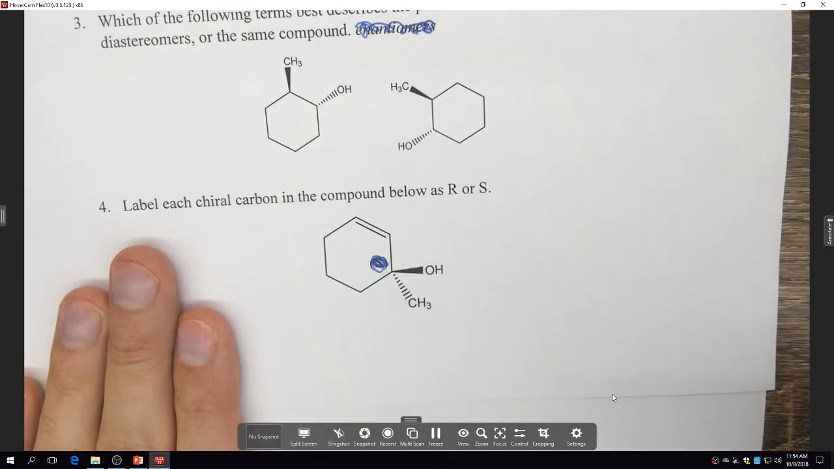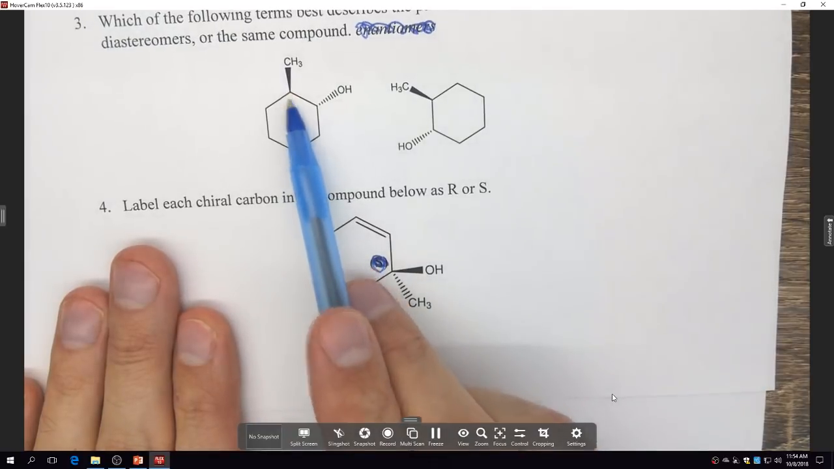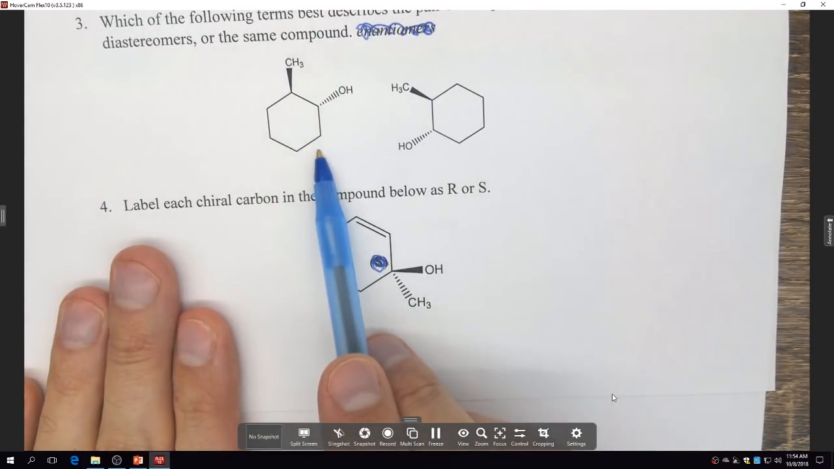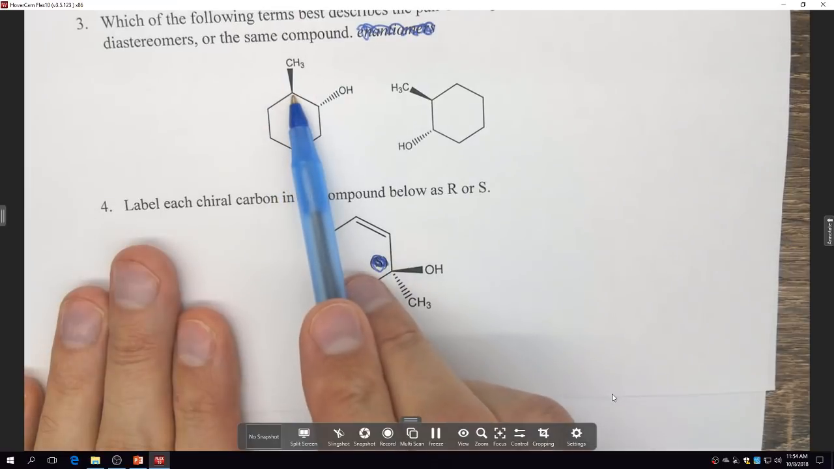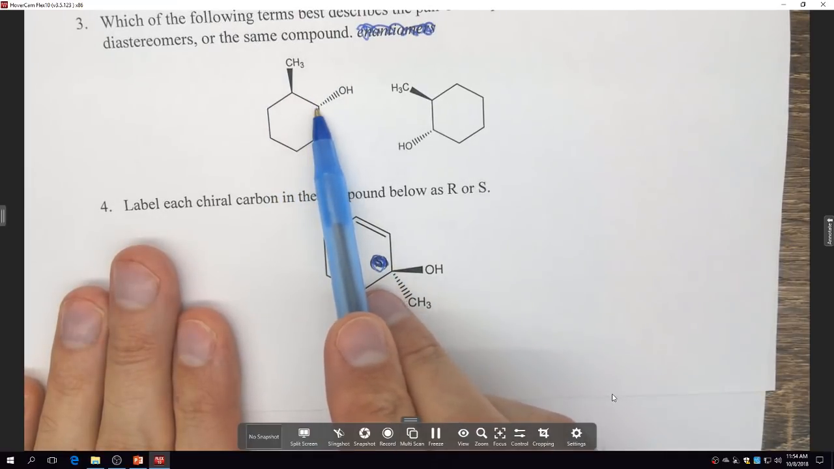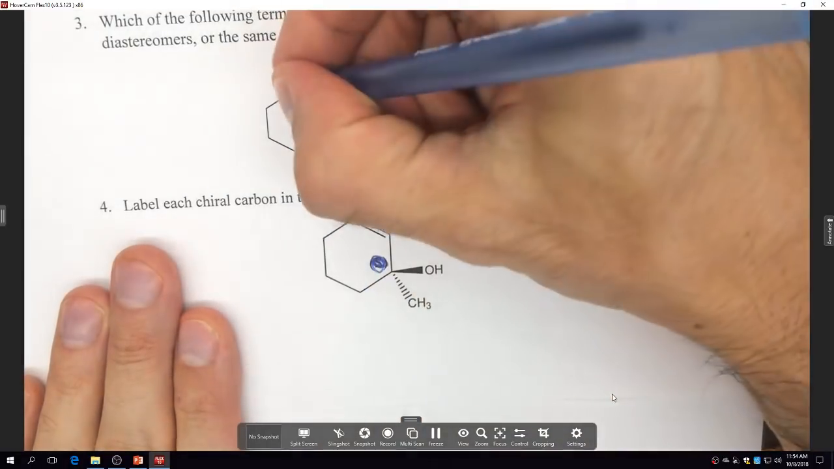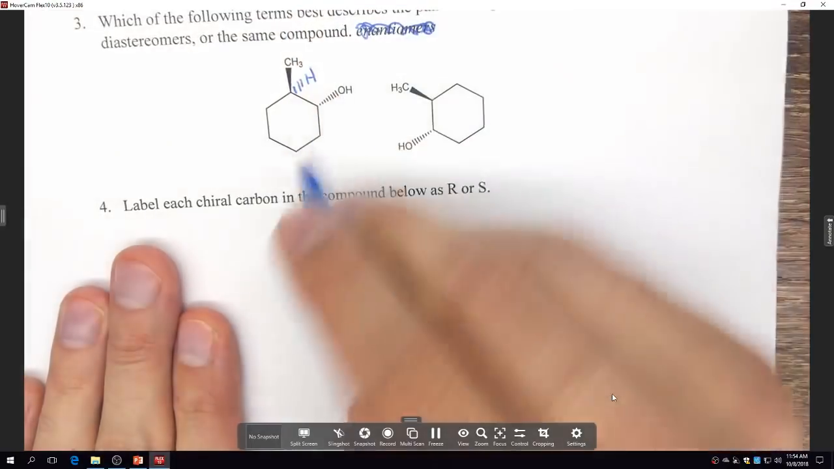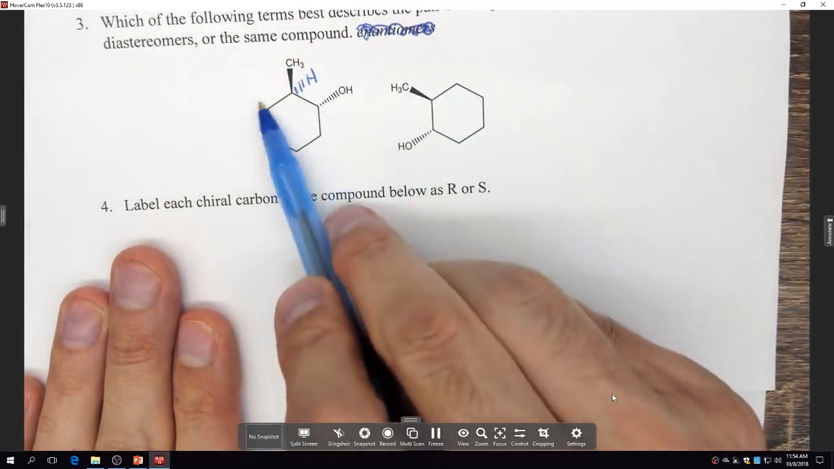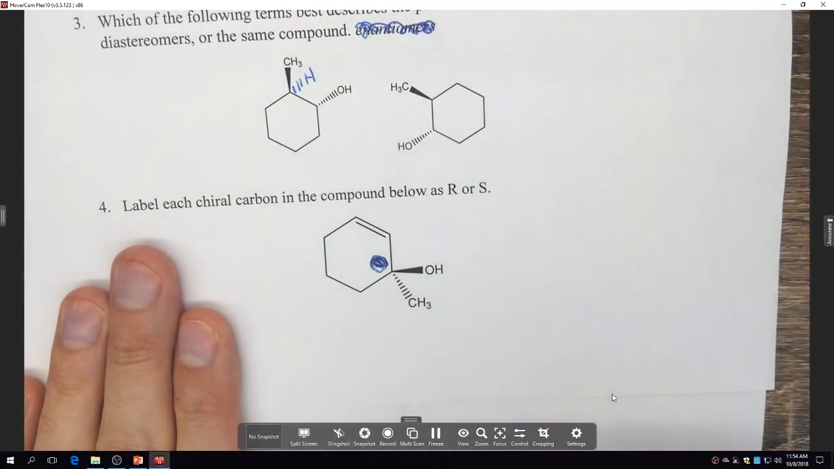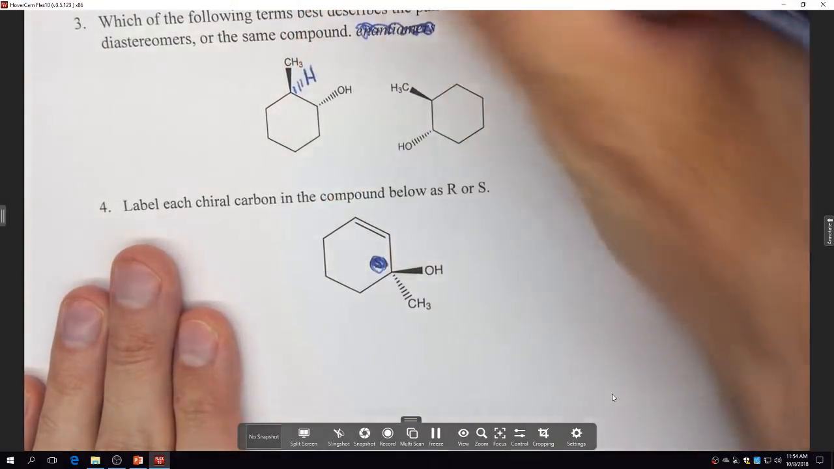So we need to figure this out. In this case, how many chiral carbons do we have? 2. This is a chiral carbon, and this is a chiral carbon. What is sticking off of this chiral carbon? A hydrogen. Is it sticking away from us, in the same plane, or towards us? It's going away from us. How do we know? Because this one is towards us and these 2 are in the same plane. So I'm just going to put it there.